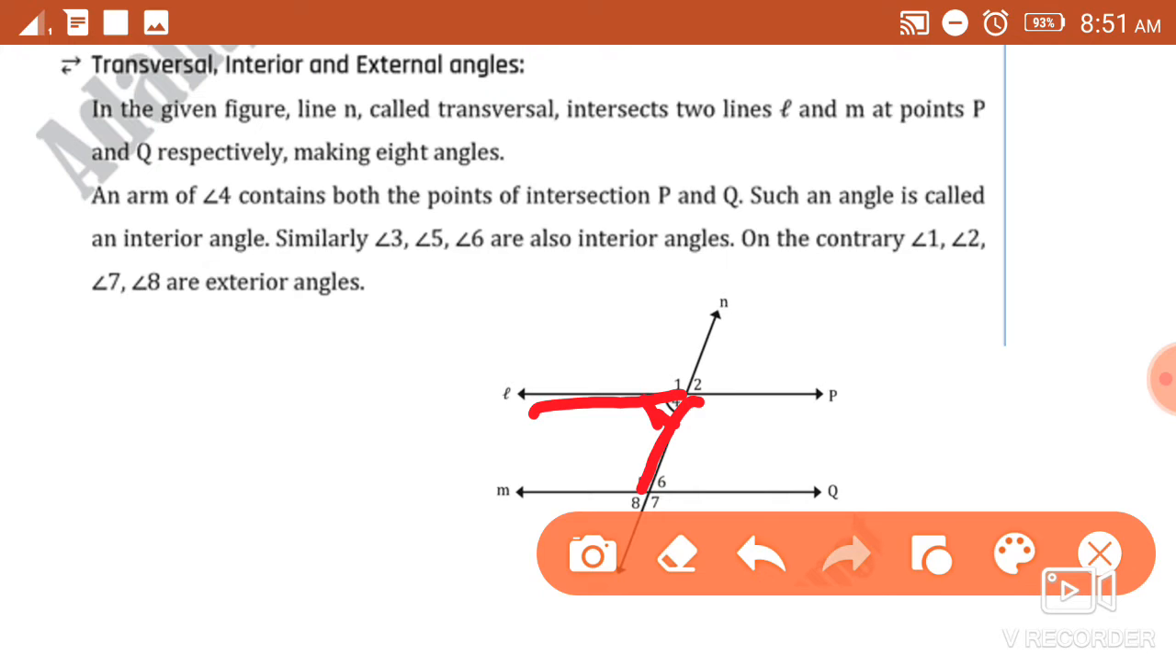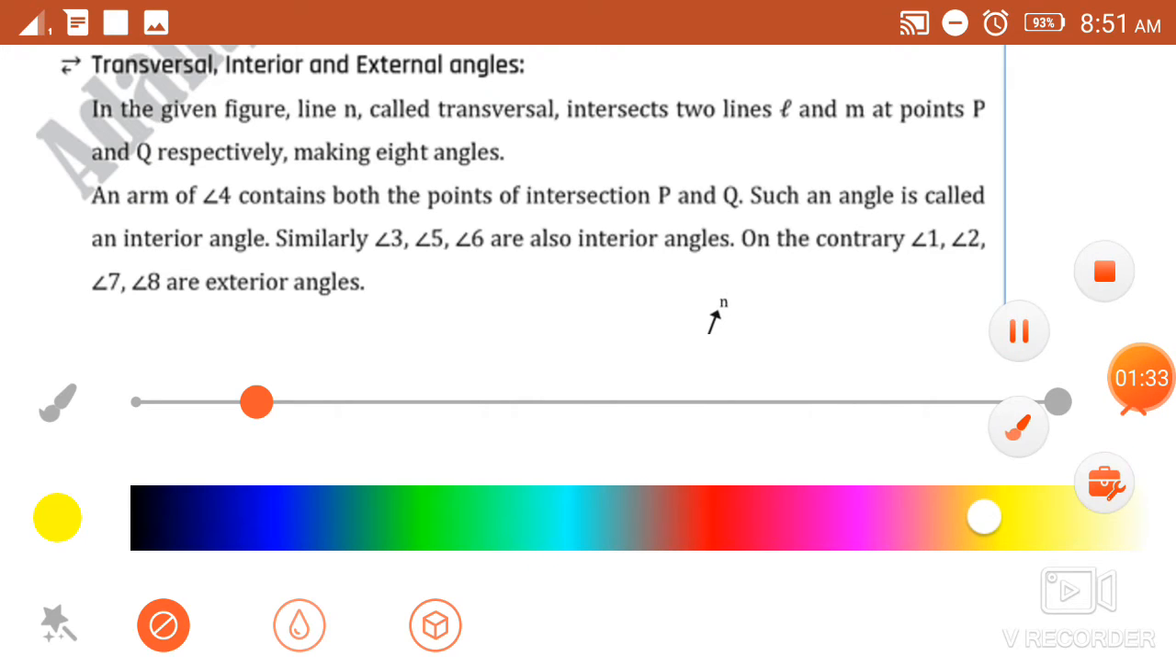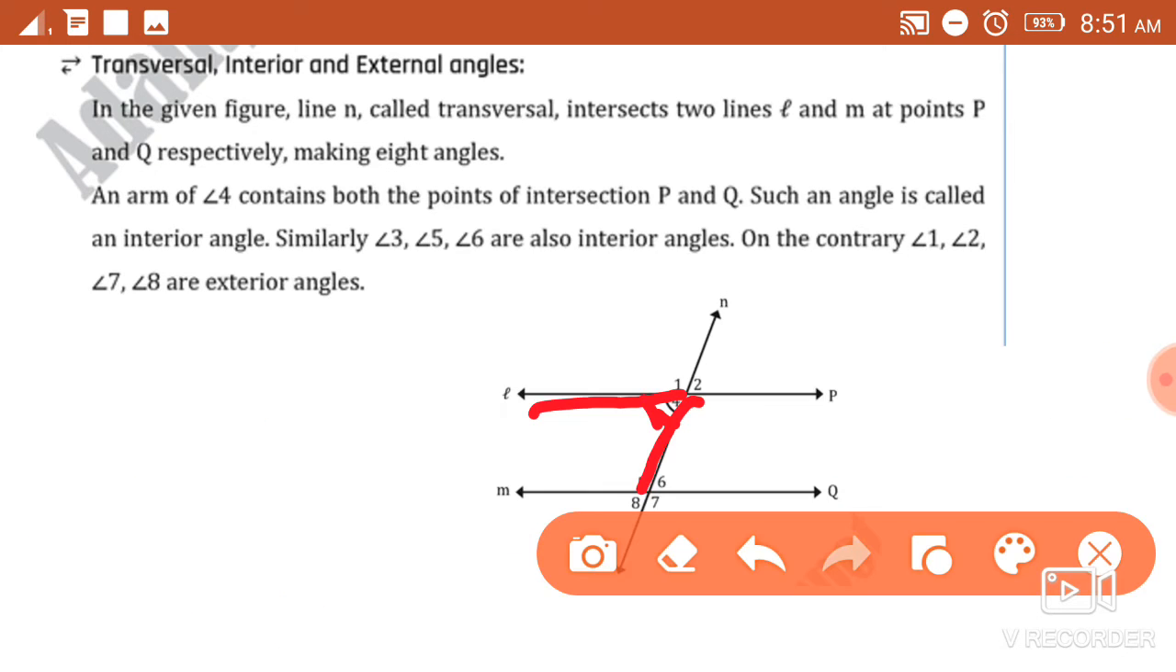We can see that both points P and Q lie on the arms of angle 4. Point P is here and point Q is here. Both the points P and Q lie on the arms of angle 4. So angle 4 is called an interior angle. If both the points of intersection lie on the arms of an angle, such an angle is called an interior angle. So angle 4 is an interior angle.